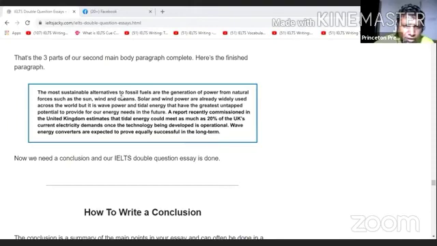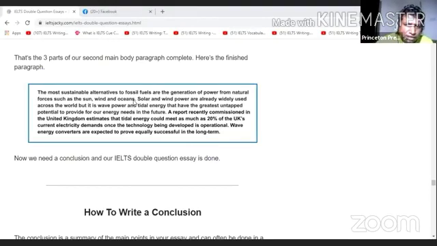The most sustainable alternative to fossil fuel, so we are talking about the alternative: solar. Each of the sentences has a reason to be there. Don't write whatever you like. It doesn't help. The examiners are looking for sentences that have a reason to be there.